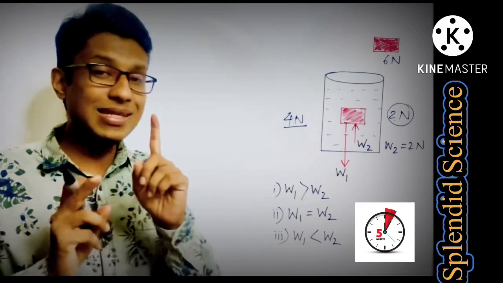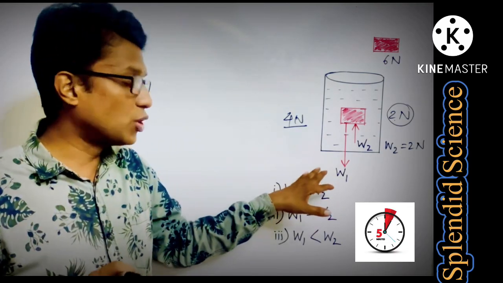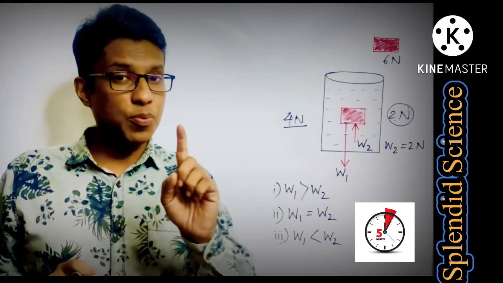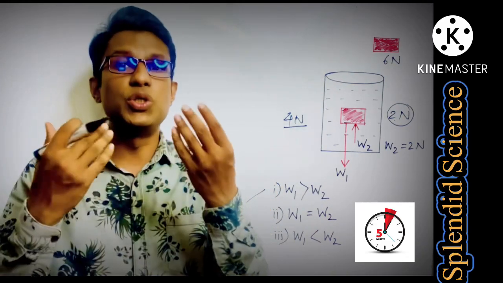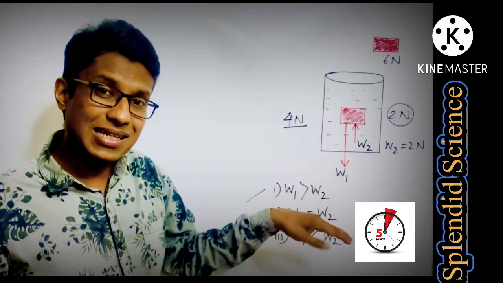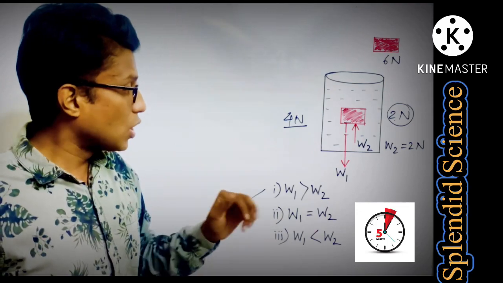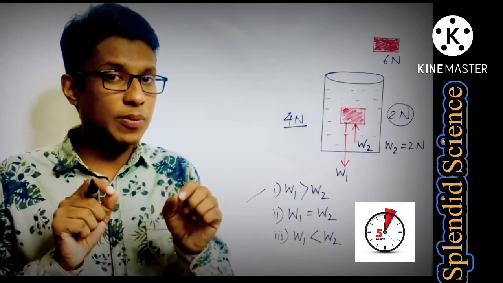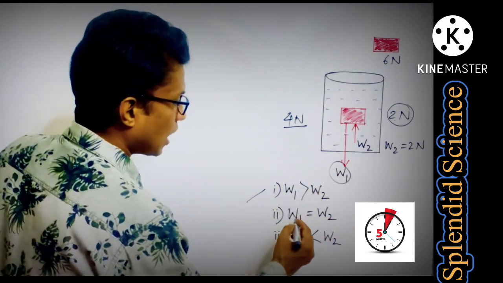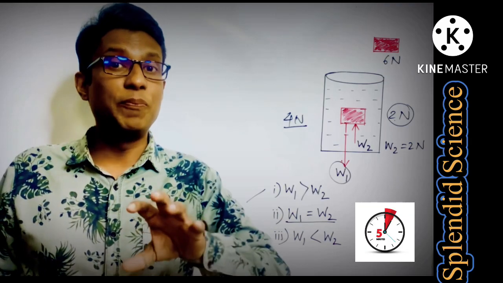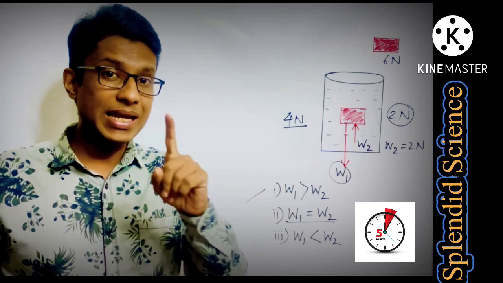Okay, students, listen carefully. Here I have mentioned the underwater weight by W1 and buoyancy, which is upward force, by W2. If W1 is greater than W2, that means if the weight is greater than the buoyancy, then the object will sink. Okay, but when W1 is equal to W2, that means if the weight is equal to the buoyancy, then the object will float but being fully immersed.